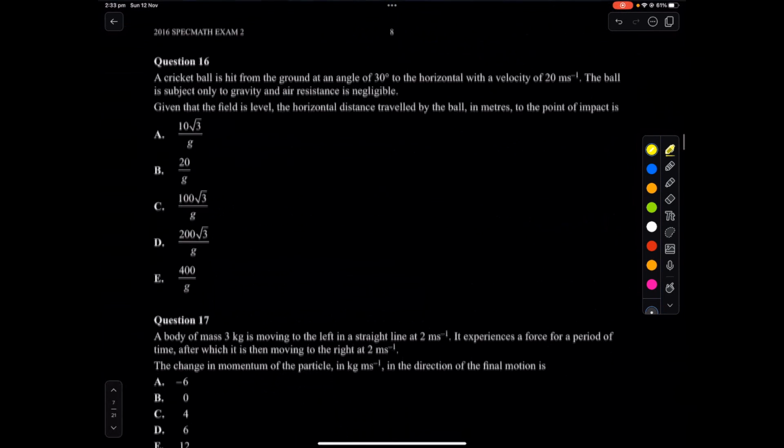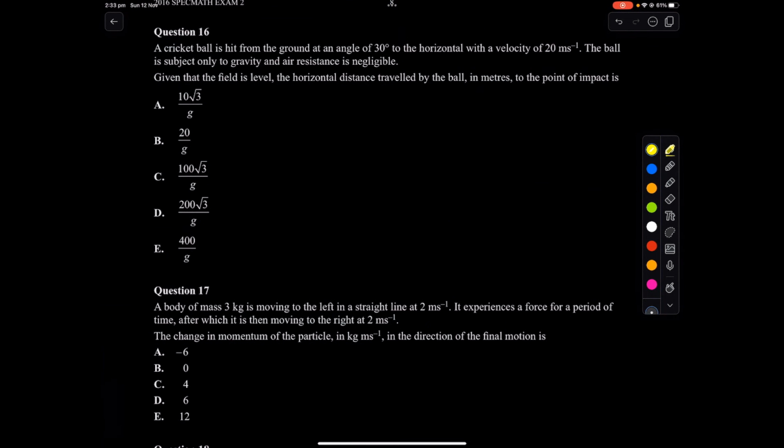Nice. Question 16. A cricket ball is hit from the ground at an angle 30 degrees to the horizontal with a velocity of 20 meters per second. The ball is subject to only gravity and air resistance is negligible. Given that the field is level, the horizontal distance traveled by the ball in meters to the point of impact is what? If you do physics, guys, this question is very easy.